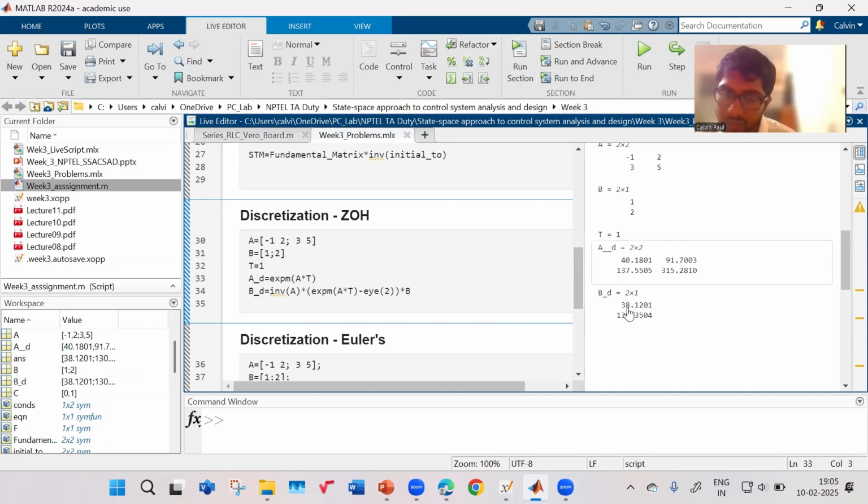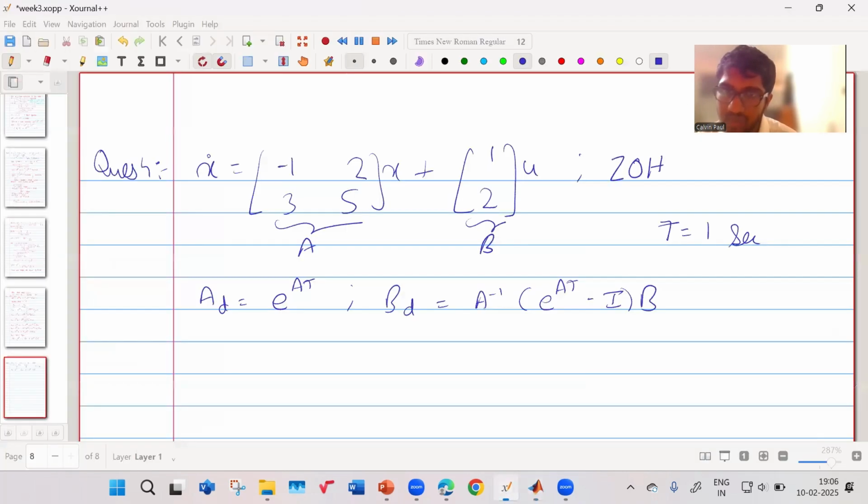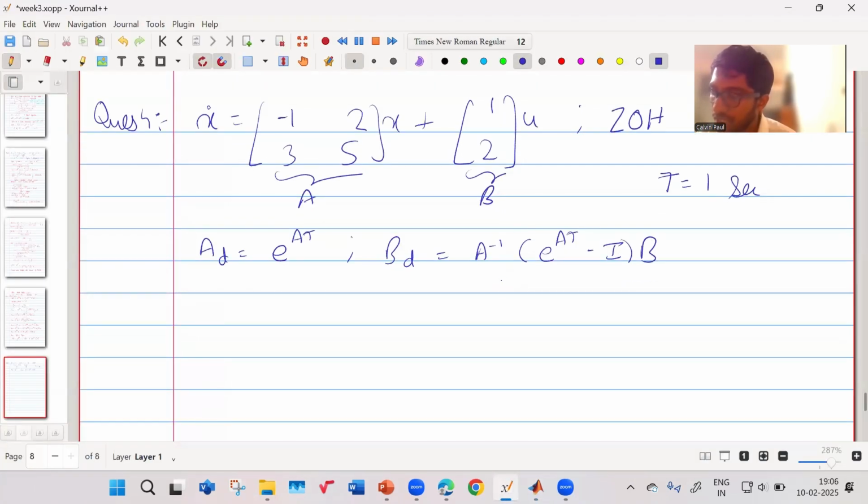Okay. So this is a very simple and easy way to check your answer. Because in the exam, you will not have MATLAB to help you, so you have to do it manually. Okay. So manually, let us try to do it fast. So what is sI minus A? So that is s plus 1, minus 2, minus 3, s minus 5.